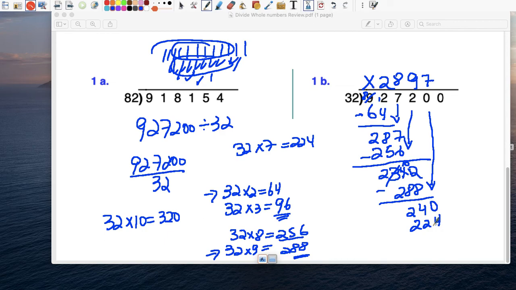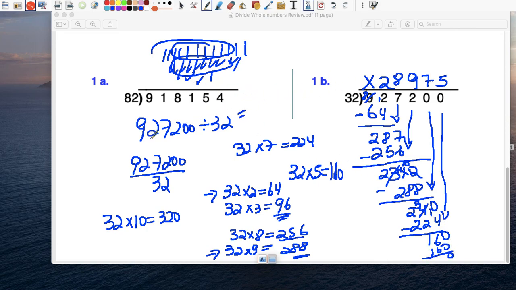2, 2, 4. Subtract. 4 borrows, so that becomes a 3. That becomes a 10. 10 minus 4 is 6. 3 minus 2 is 1. And we're going to bring the last 0 down. How many times can 32 go into 160? So I'm going to say 5 times. 32 times 5 is exactly 160. So we put a 5 here. Well, the answer is 927,200 divided by 32 is 28,975.